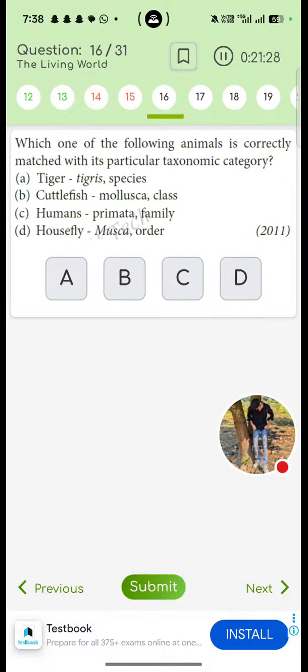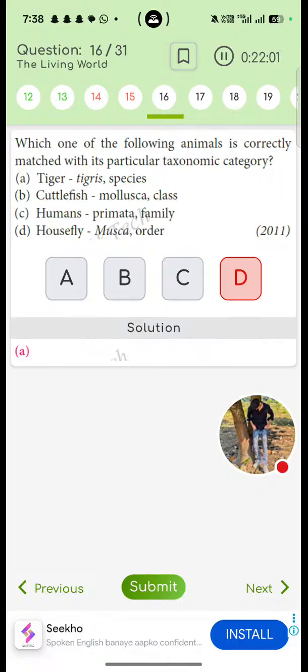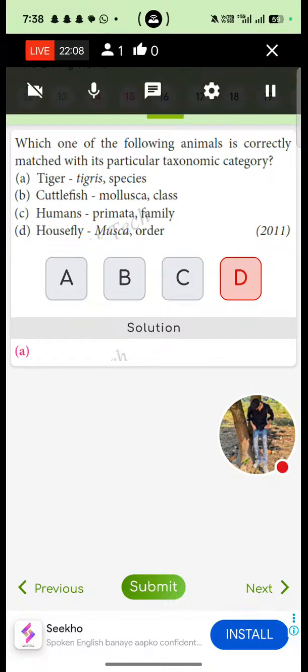Next. Which one of the following animals is correctly matched with its particular taxonomic category? Tiger, tigris. Tigris is species. Cuttlefish, mollusca, class; human, primata, family; housefly, musca, order. Which of the following animals is correctly matched? Housefly, no. A. Tiger, tigris is species.